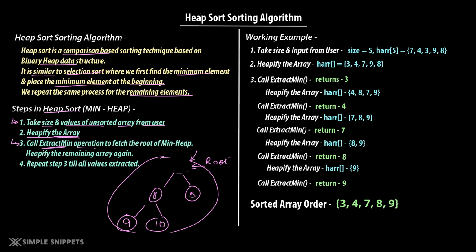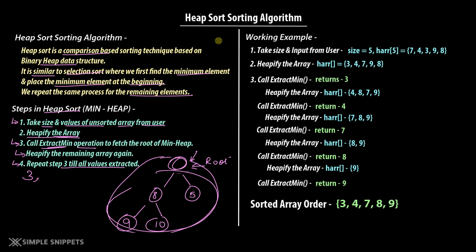So 3 will be printed. And then we will again heapify the remaining array. So again some minimum value will come over here. Then we will again call extract min. So step 4 is basically repeat step 3 till all values are extracted. So every time we extract a value, a minimum value will be extracted and it will be printed. So ultimately, we will get all the values in ascending order.